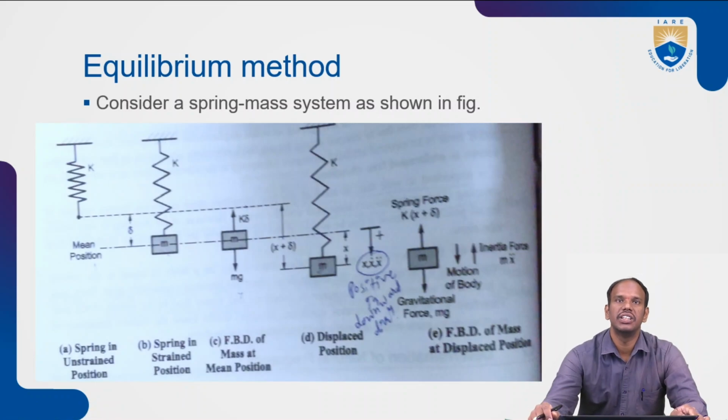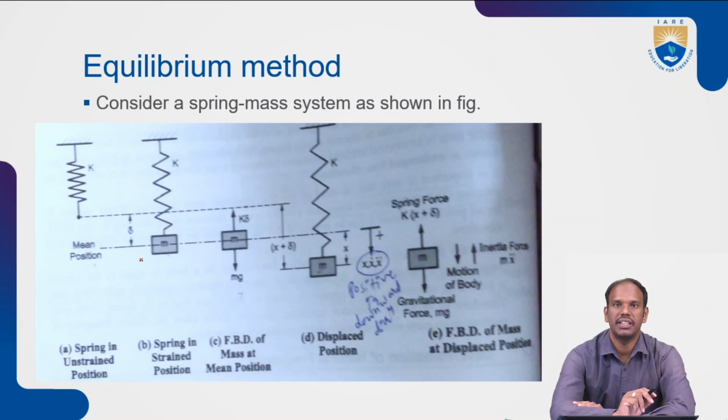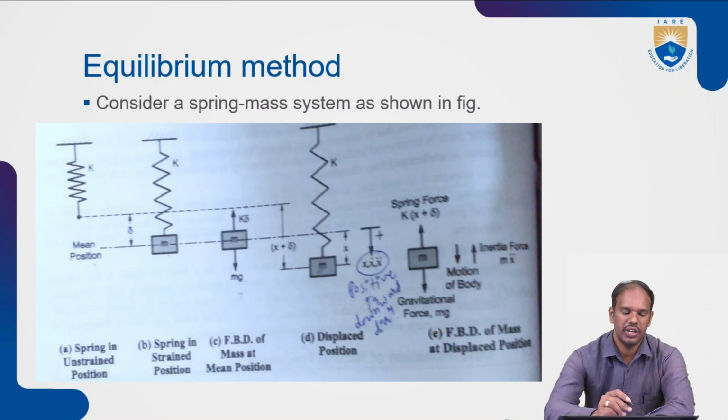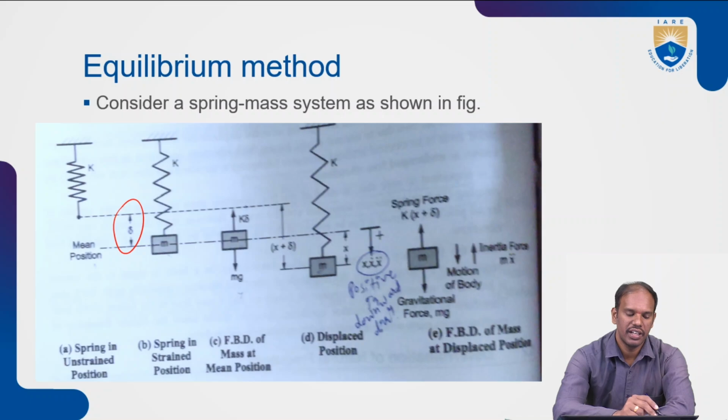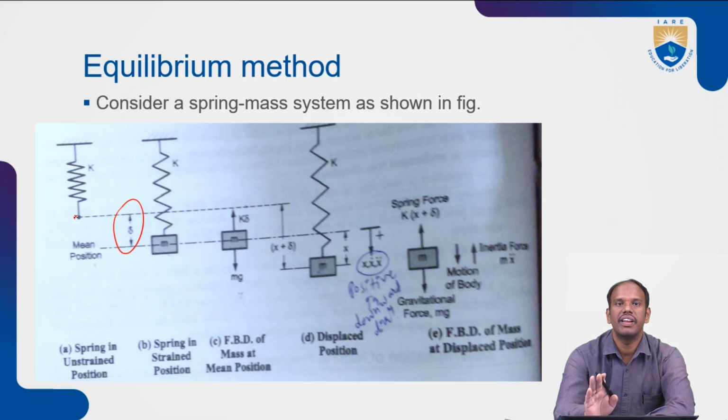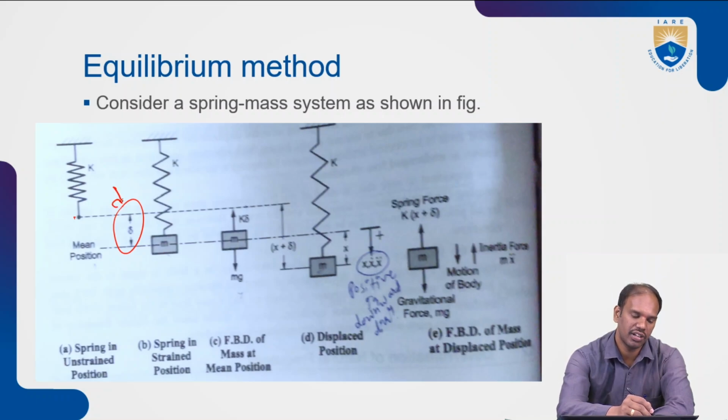And you can check how it will be considered. Here we have a spring-mass system in the unstrained position. The spring is there and a mass has been attached to this spring, suspended at the mean position. Here you can check the mean position, where delta is taken in this spring, which is not given any forces, the unstrained position. If a force is given, like a mass attached to the spring and given some distance, there is a displacement, we call it.